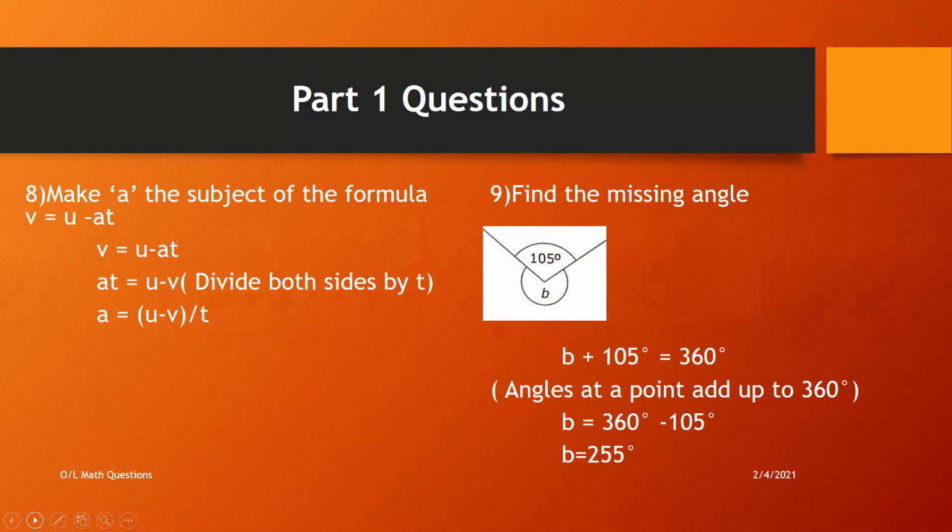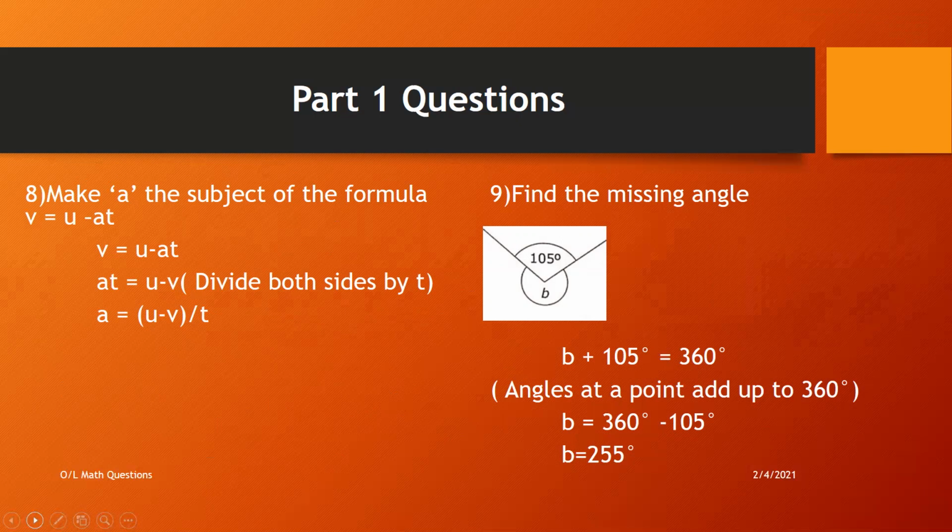Then I will get AT equals U minus V. I have to keep A as the subject. Then I have to divide both sides by T. Then I will get A equals U minus V divided by T.